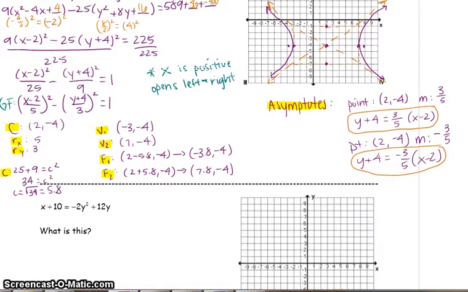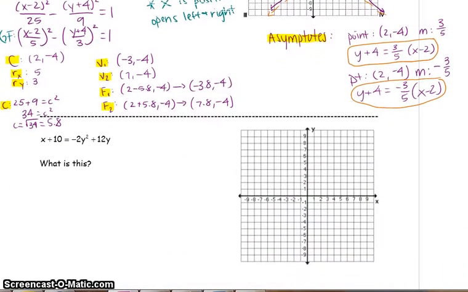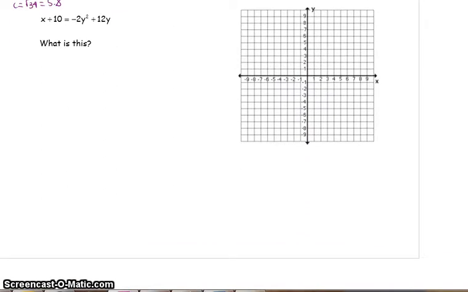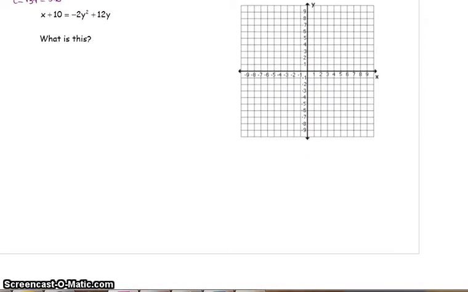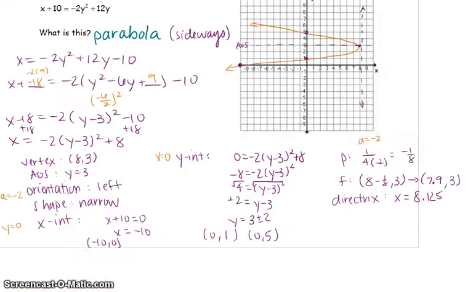So as we move on, let's look at this last problem here. So if we're looking, we have 1 x and we have a y squared and a y. Since we only have one variable that's squared, that makes it a parabola. So what I would like you to do is find all of the missing pieces, all of our important parts of our parabola, and graph it. So pause the video, do all of that, and then check your work.